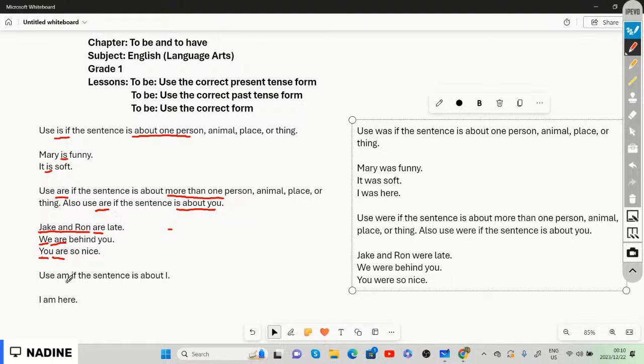And then we use am if the sentence is about I. For example, I am here. I am writing. I am singing. I am dancing. So if the sentence is about I, then we use am.